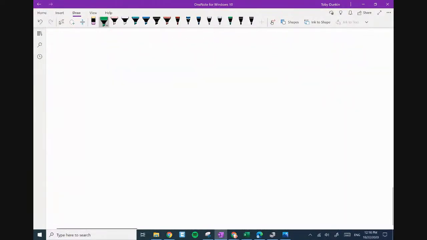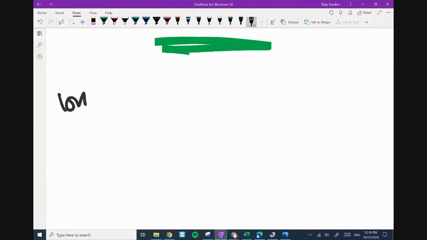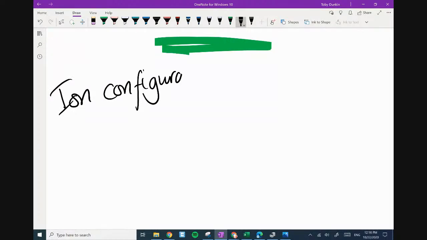Let's do ions. Right, okay. Am I zoomed in? No, I'm not, I'm just on a fat pen. Okay, ion configuration. That's really interesting, tungsten doesn't do it. That means gold probably doesn't do it either.